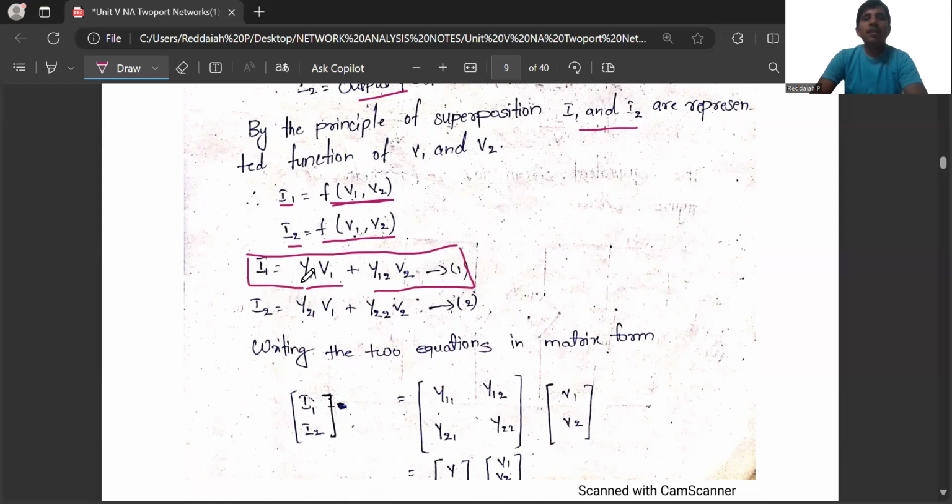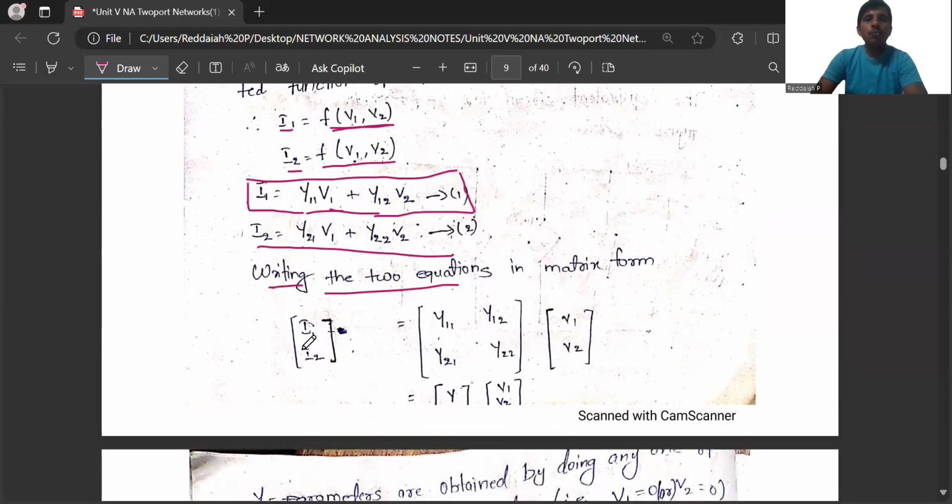Previously, how did we write the Z parameters? Similar to that, I2 equal to Y21 V1 plus Y22 V2. These two equations we have to remember, for both Z parameters and Y parameters. Writing the two equations in matrix form, the coefficients of V1 and V2 are represented as Y11, Y12, Y21, Y22, followed by V1, V2. This matrix is called the admittance matrix, Y.